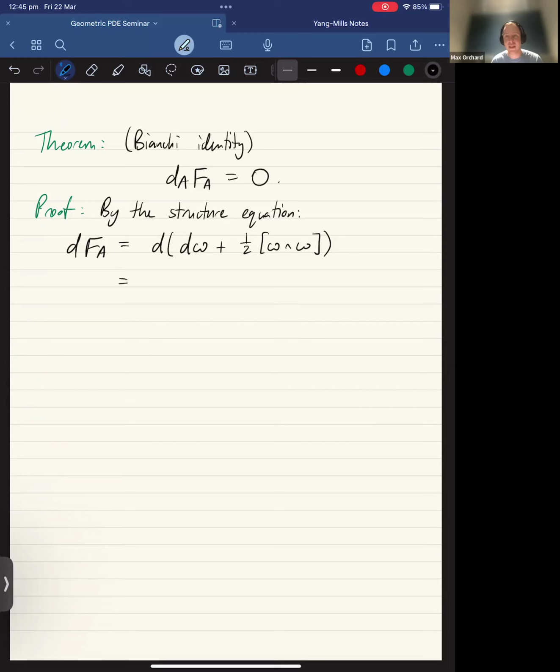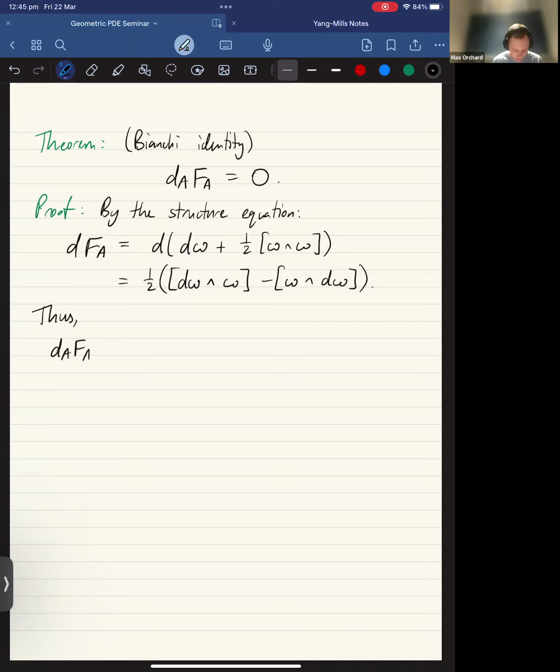And applying this to each term separately, the first term is clearly going to be 0 because we're applying the exterior derivative twice. And for the second term, we're going to use the graded Leibniz rule. Well, these are all one forms, so we're just going to get a subtraction here. We're going to get d omega wedge omega minus omega d omega, like this. This is just using the Leibniz rule.